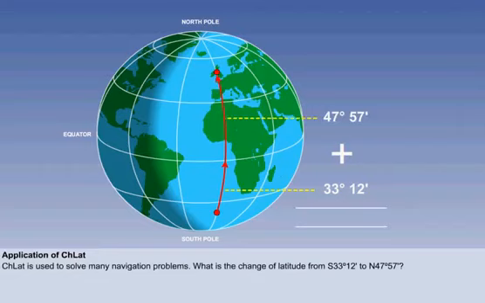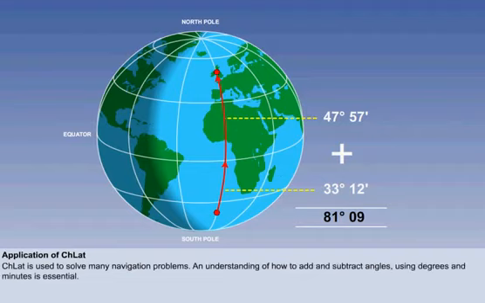Starting with the minutes, 2 and 7 are 9, 1 and 5 are 6, which is 1 whole degree, so carry the 1. 3 and 7 plus the 1 is 11. 3 and 4 plus the 1 is 8. So ChLat from south 3312 to north 4757 is 81 degrees and 9 minutes. It is clear that you will need to be familiar with addition and subtraction of hours and minutes of angles.